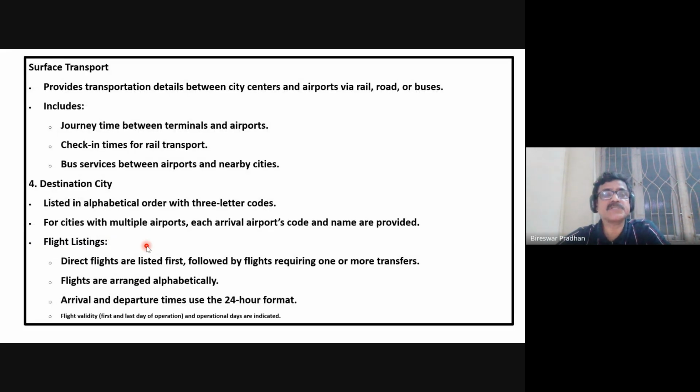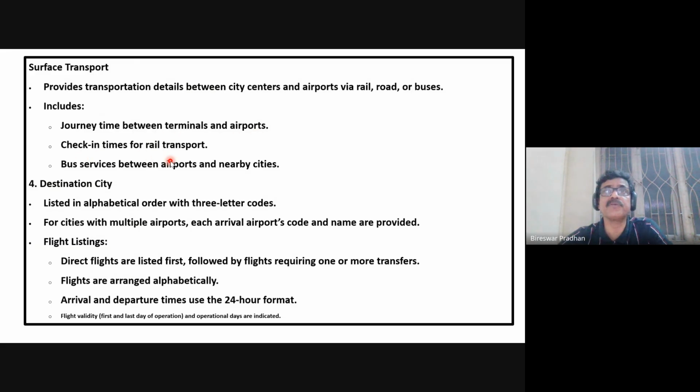Now we come to surface transport. It provides transportation details between the city center and airport via rail, road, and buses. Include journey time between the terminals and airport. If there are two terminals, from the first terminal to the second terminal, what is the journey time required? So we can understand that we can reach the other terminal in time.